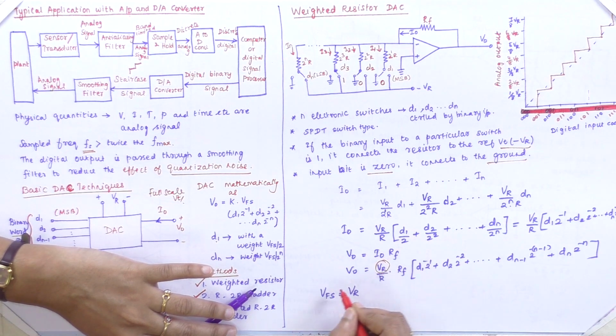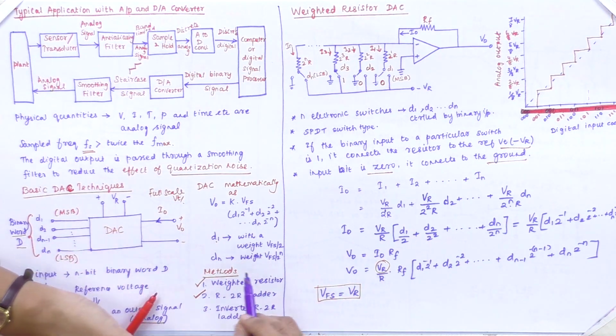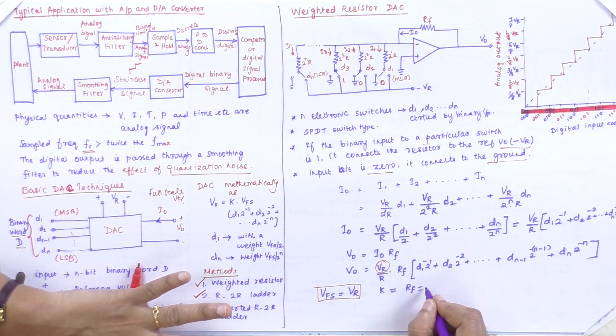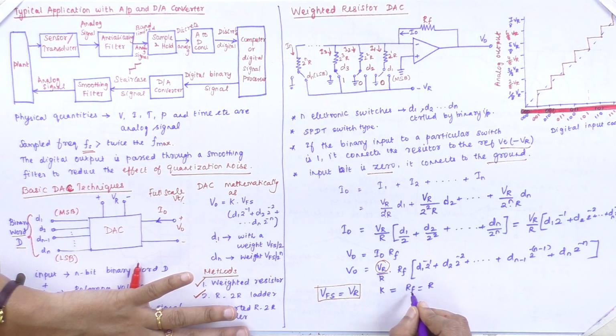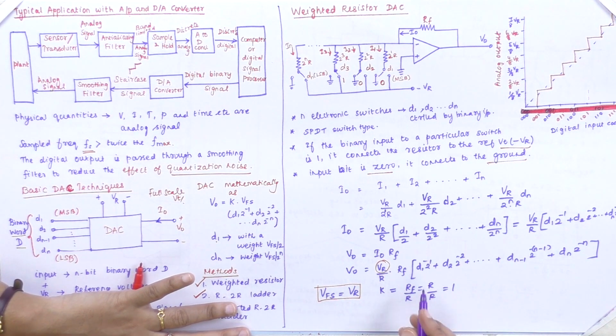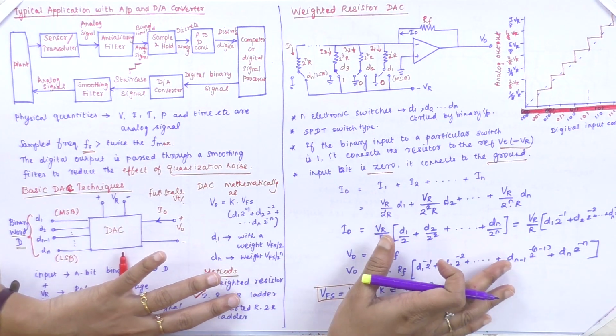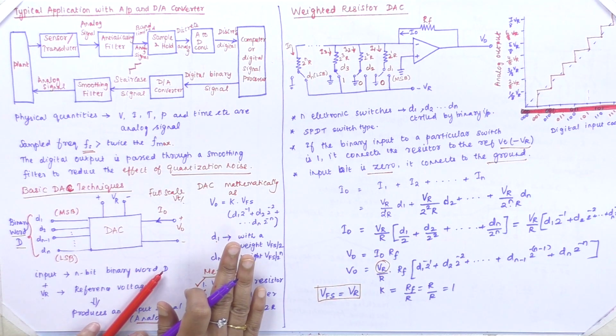This is replaced with VFS equal to VR, and as I mentioned, K is a scaling factor, so I can make my RF value R. Then I can replace RF by R, and R by R is equal to 1. So this expression V0 is equal to VFS divided by K of these values. We can replace that. That resembles your basic DAC techniques.